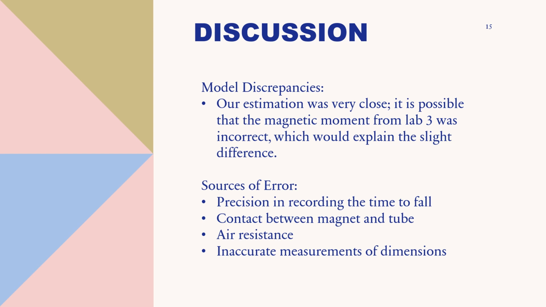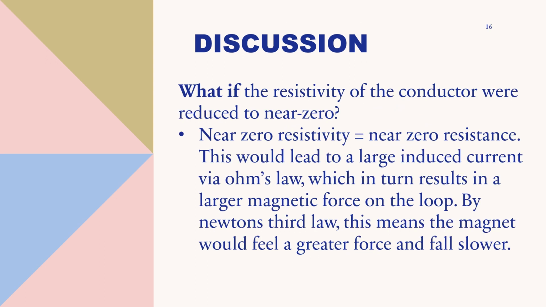Some possible sources of error are precision in recording the time to fall, contact between the magnet and tube, air resistance, and inaccurate measurements of dimensions of the tube. So what if the resistivity of the conductor were reduced to near zero? Near zero resistivity would equal near zero resistance.